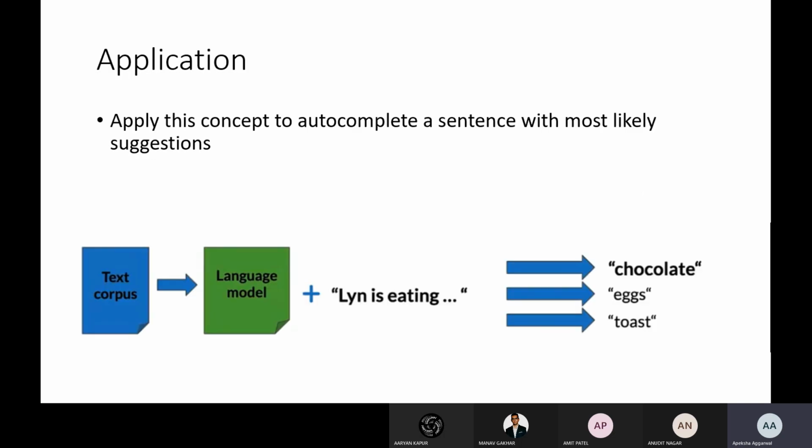Besides this, there are many applications, like auto-completing sentences. Given that Lynn is eating, what are the chances of the word chocolate occurring? What is the probability of this word given that Lynn is eating? So we have to train the model on the past history of Lynn. This is one application of using these n-grams, and we'll see how n-grams are used for this.